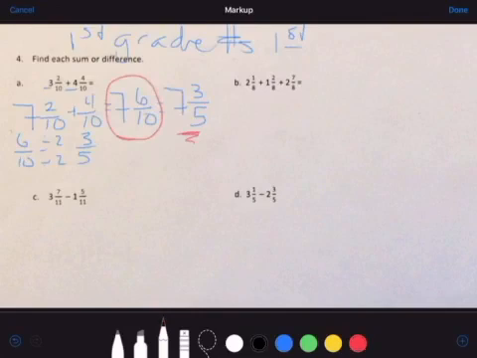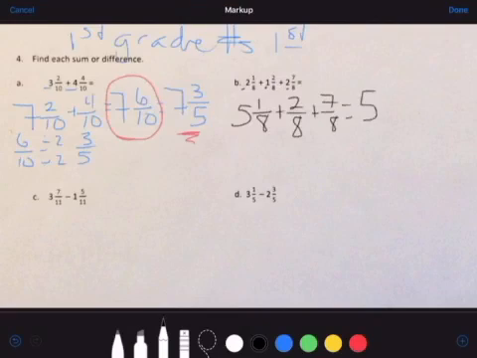Looking at B, let's add our first grade numbers first. So 2 plus 1 is 3, 4, 5. So now I have 5, and then I write the fractions just the way they were. So I had 1/8 plus 2/8 plus 7/8. That's going to give me 5, and then let's add our 8s. 1 plus 2 is 3, 3 plus 7 is 10, so we have 10/8.